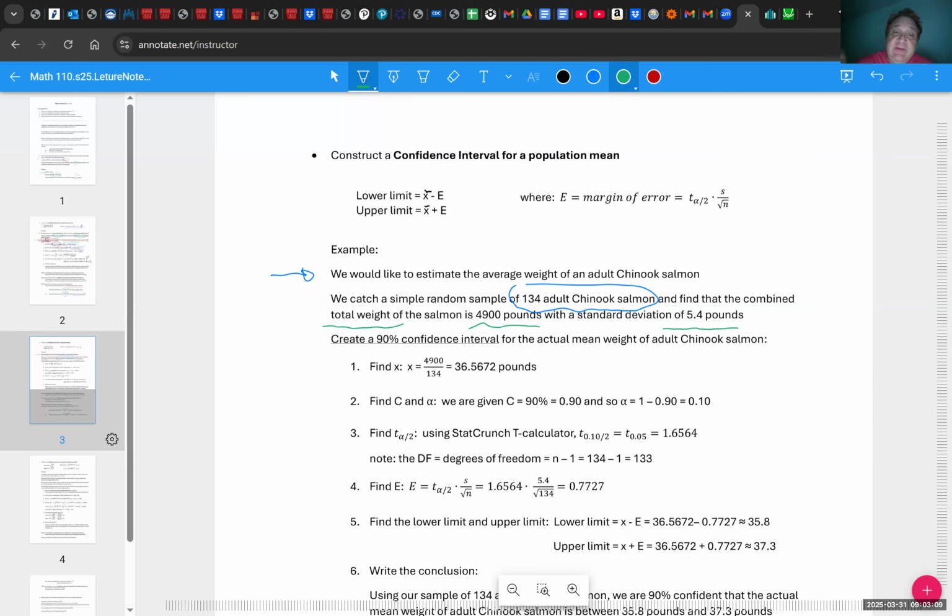Our goal is to create a 90% confidence interval. They're going to give you the confidence level, so you just have to read the problem to find out what the confidence level is. In this example, we're going to do a 90% confidence interval for the actual mean weight of adult Chinook salmon. So to do so, we are going to use our sample to make a calculation about what the interval of the population would be, where we're going to find the mean of the population.